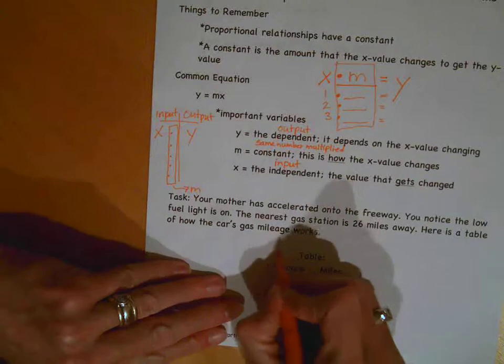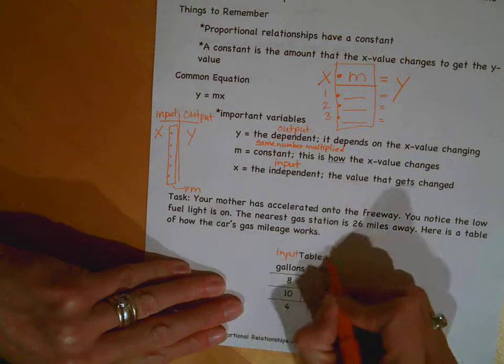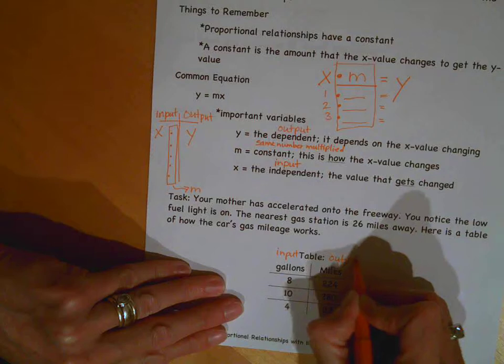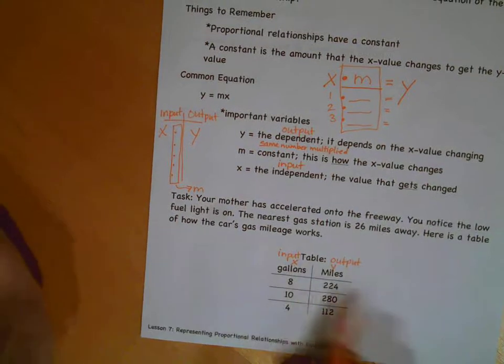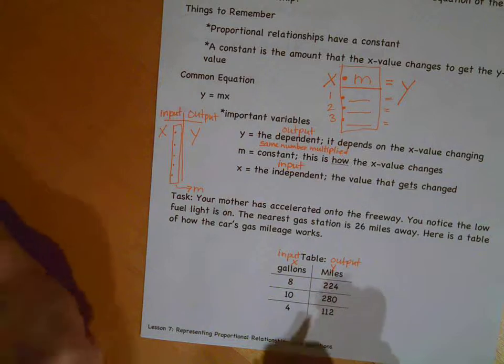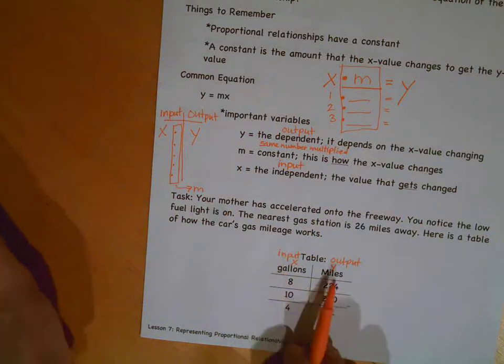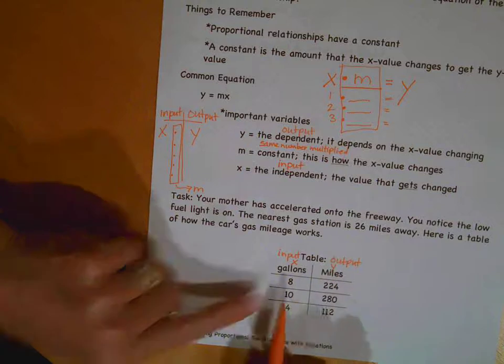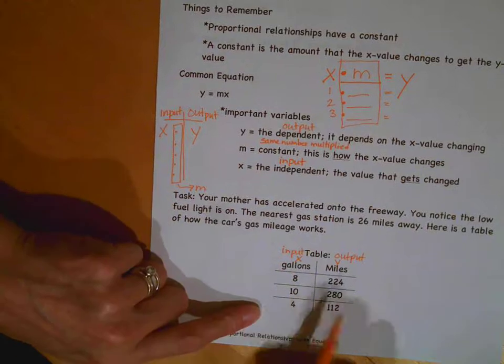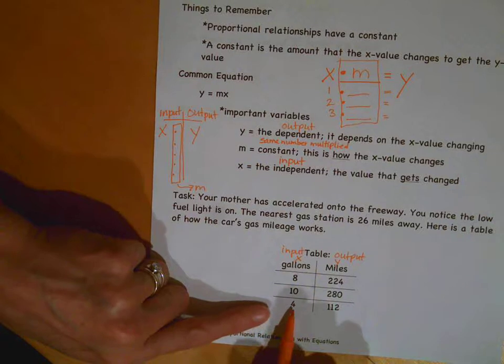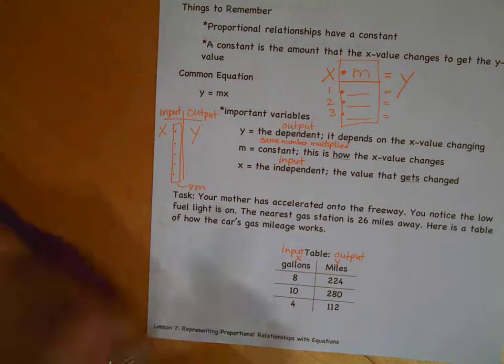So we know that this is the input. This is the output. This is the x. This is the y. So the x is the gallons. The y is the miles. And that makes sense because if you have 0 gallons of gas, you can travel 0 miles. If you have 8 gallons of gas, this car can travel 224 miles. If you have 10 gallons of gas, this car can travel 280 miles. If you have 4 gallons of gas, this car can travel 112 miles.